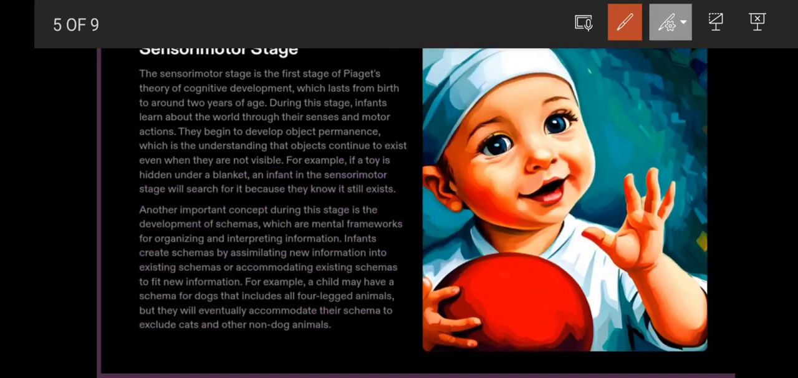So here let us see what schema and accommodation are. First, let us understand what this schema is. Okay, object permanence, you understood now. Object permanence is the understanding that objects continue to exist even when they are out of sight or no longer present in the immediate environment.